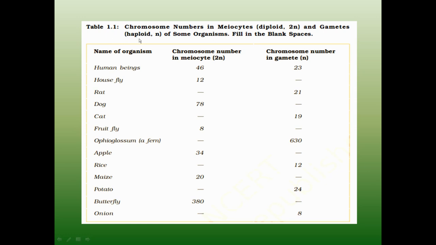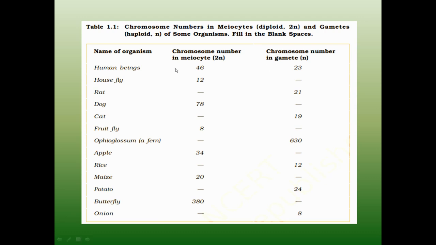This is the table from NCERT where diploid organisms are being placed along with the chromosome number in meiocyte and chromosome number in gamete. From our previous discussion, you can recall what meiocytes are. Meiocytes are parent or mother gametic cells. These are the cells which are going to give rise to the gametic cells. As the organisms being presented over here are the diploid ones, the meiocytes are diploid, and the gametes which are being produced by the process of meiosis are the haploid ones.